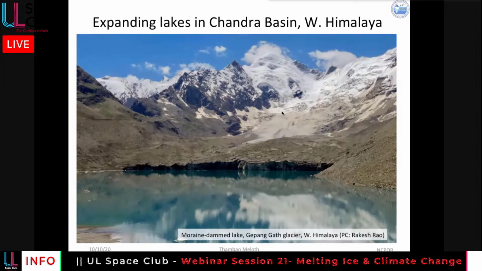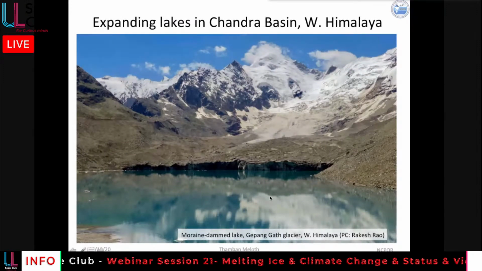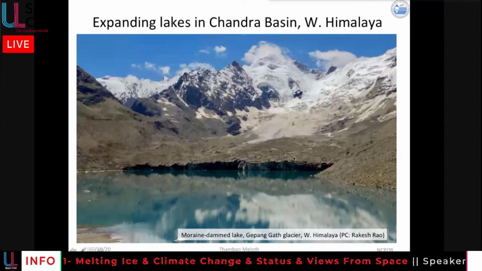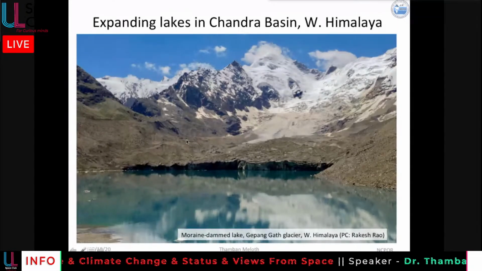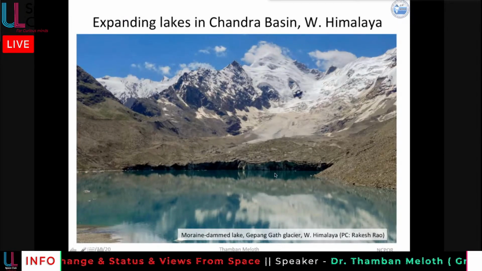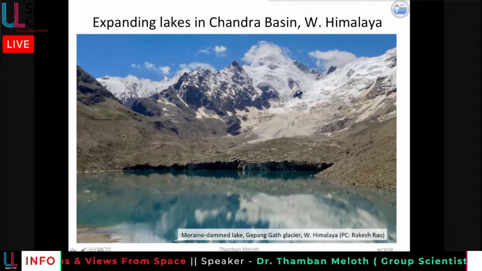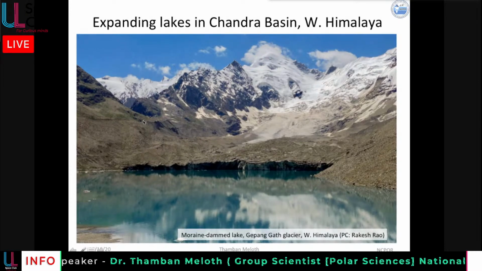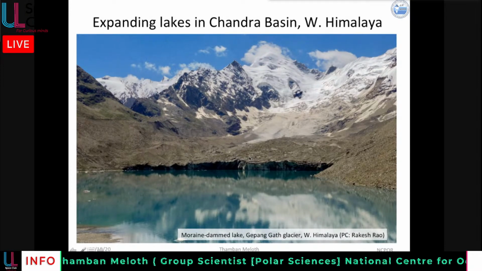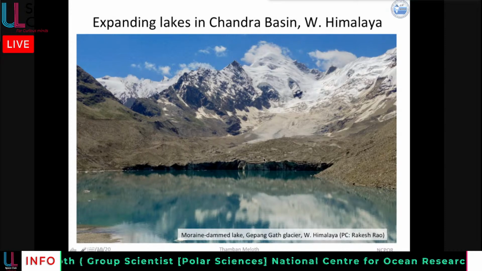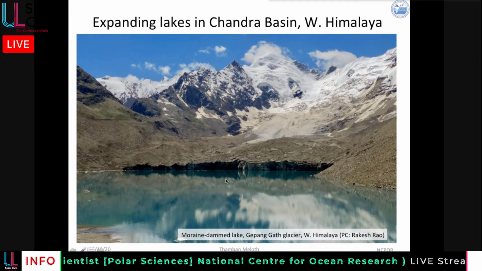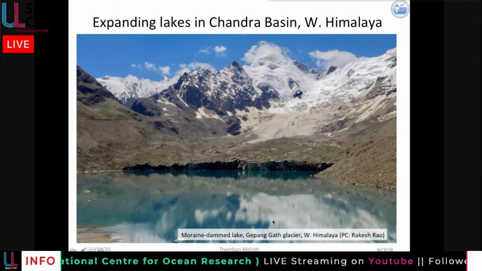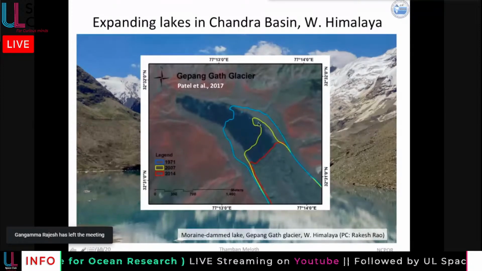We ourselves study one such glacier, Gepang Gath, in the Western Himalaya. It's in Himachal Pradesh. You should keep in mind that the glaciers in the Himalaya are different from Antarctica. The glaciers in the Himalaya are covered with a large amount of dust, debris and sedimentary particles because they come from the land here. So they don't look very clean and white as you will find in Antarctica or the Arctic.